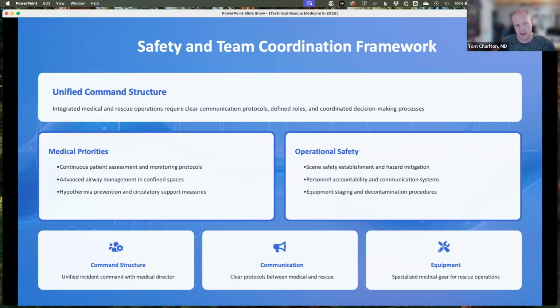Again, I can't stress enough, if you don't have the certification to work in these types of environments, then your job is to stay back and provide support to the people that do have the training and experience to be able to safely do this. Unfortunately, every year firefighters are injured or killed doing these types of rescues when they either don't have the necessary training or the necessary experience to be able to successfully and safely carry these types of things out.